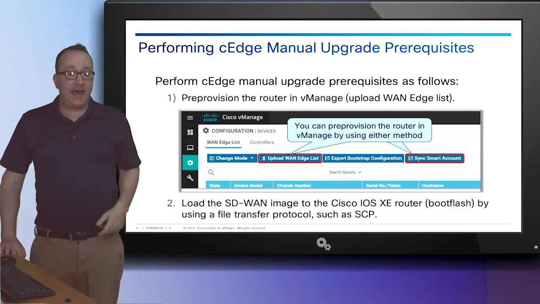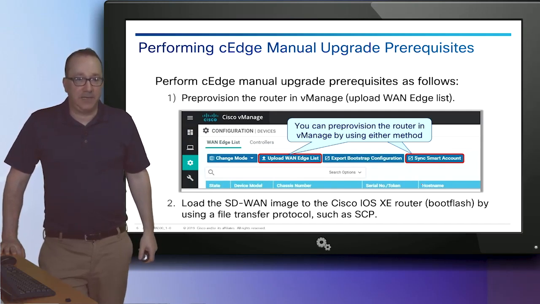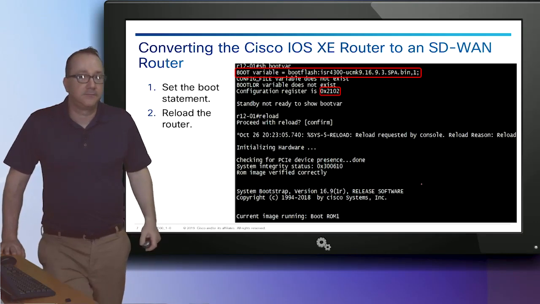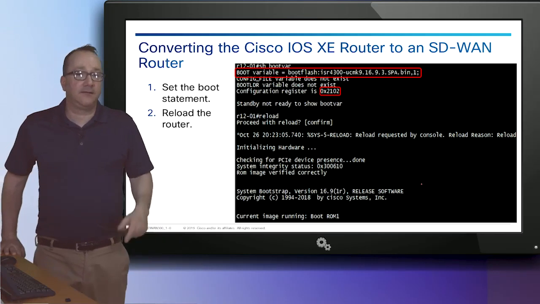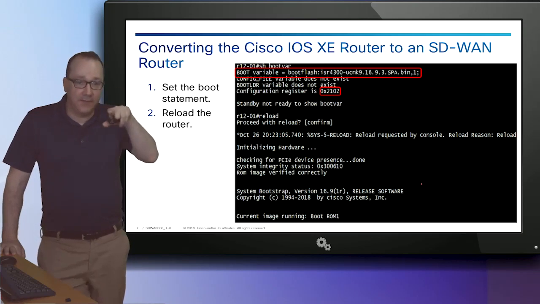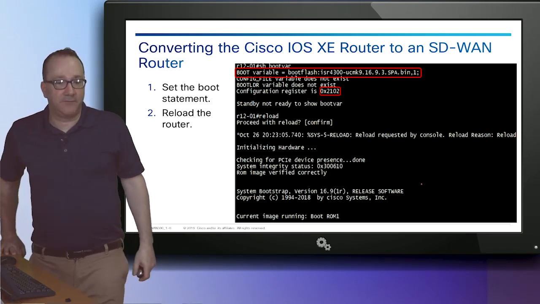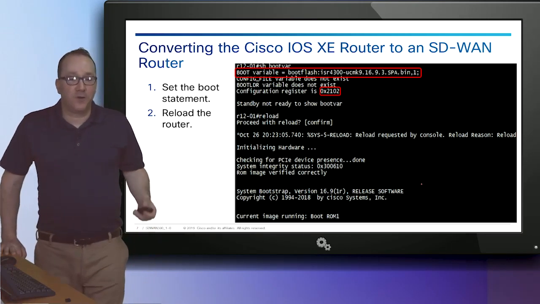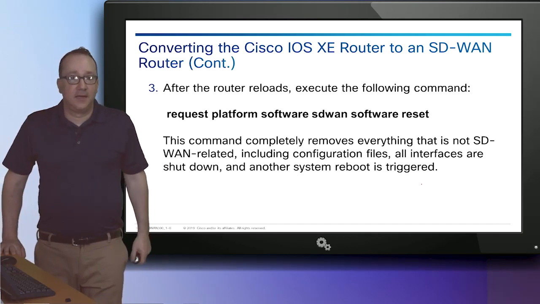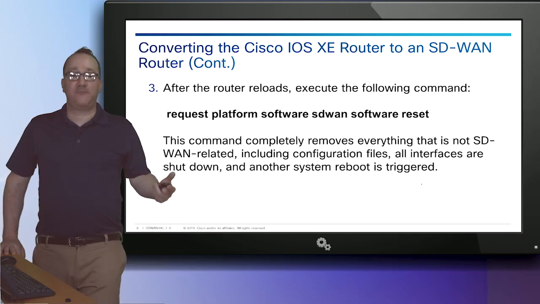Then we copy the SD-WAN software image to the router's bootflash using any file transfer protocol such as SCP, though I still favor TFTP because I'm really old. Once the file's in there, we show the boot variable. We need to set a boot statement, boot system flash, and then the file for the SD-WAN software. Make sure our config register allows booting from it; it should be confreg 0x2102, just like any other fully operational Cisco router. Then reboot it. After the router reloads, we execute the command: request platform software sdwan software reset.